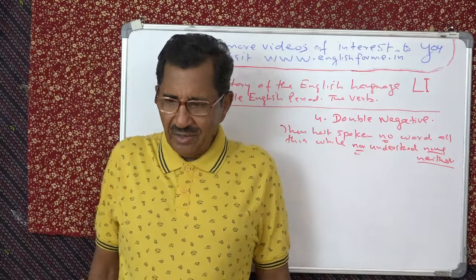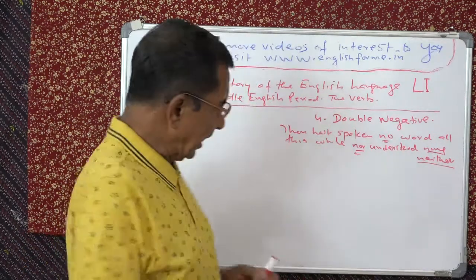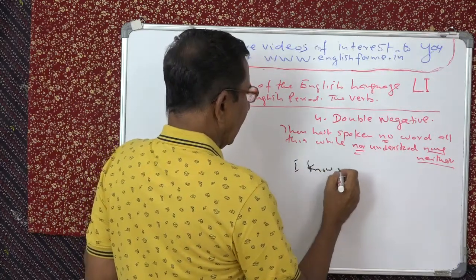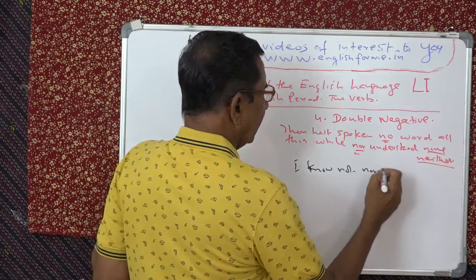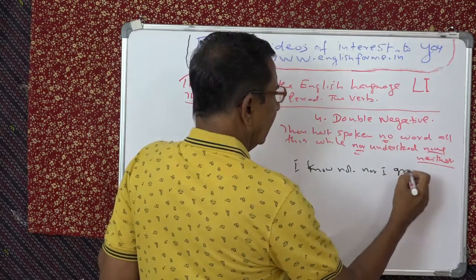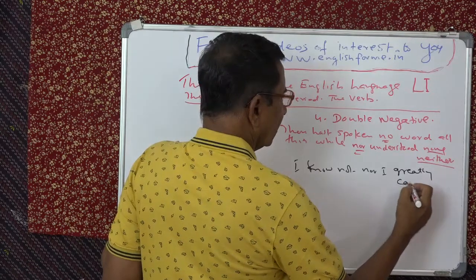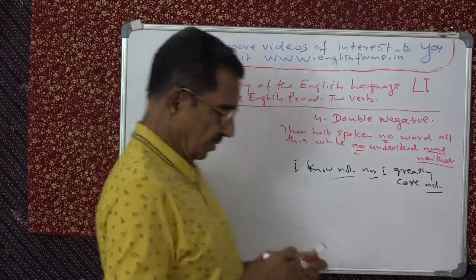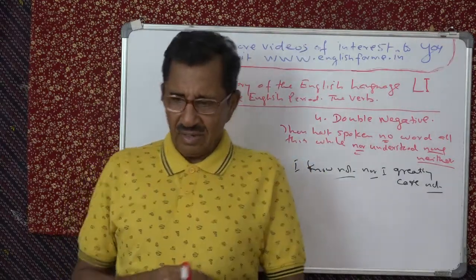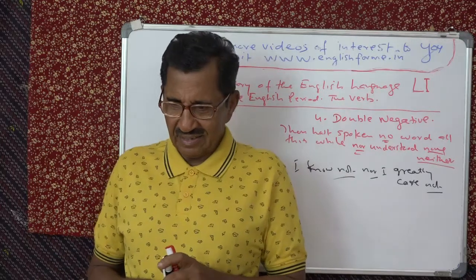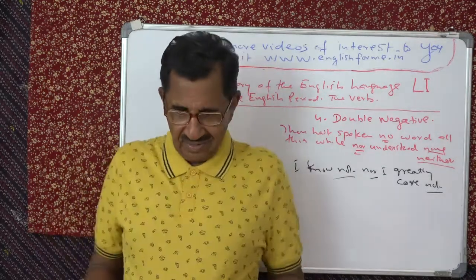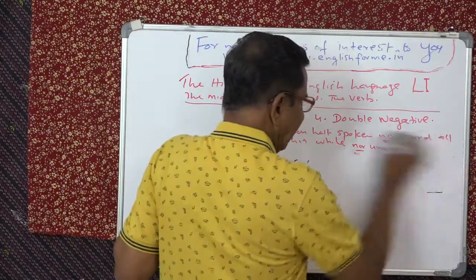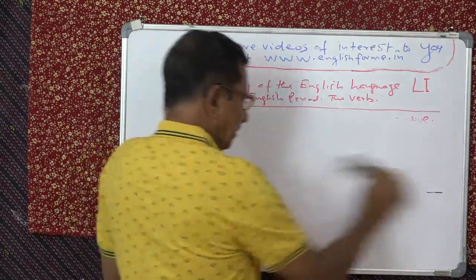But this one: I know not, nor I greatly care not. Another example. See, how many nots? Negatives. Understand, so we have double negatives. And a fifth point, I hope you are following me, the examples all taken from Shakespeare.